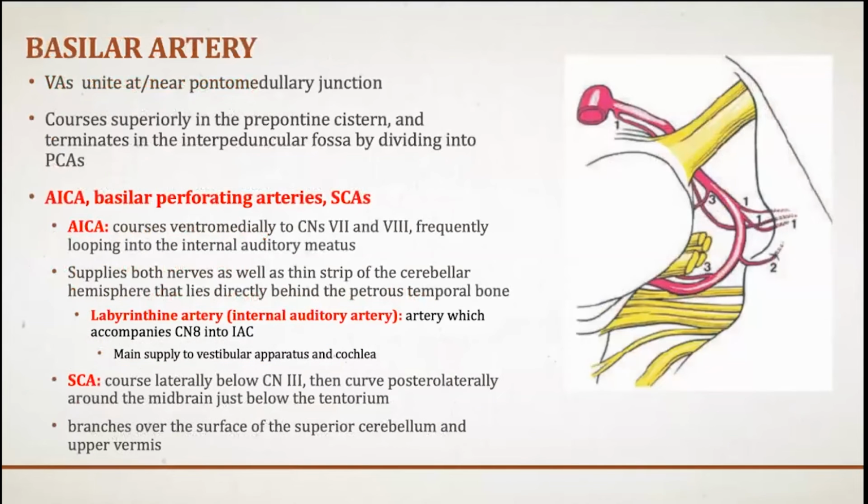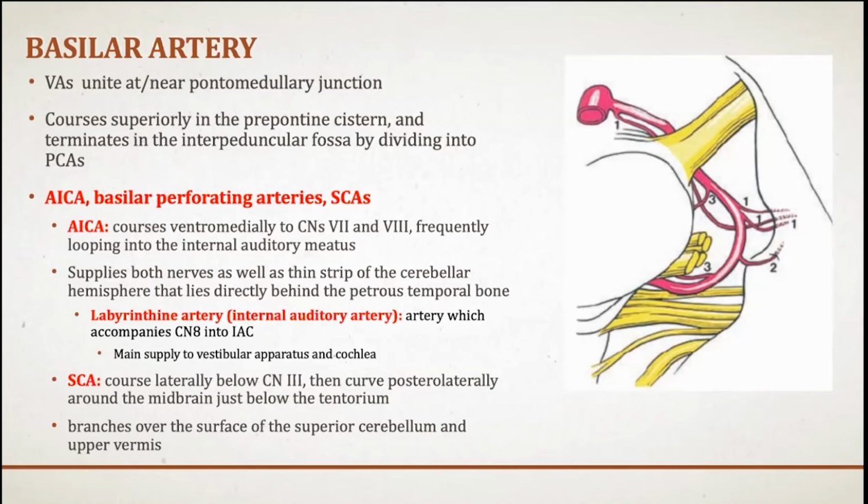The basilar artery. So the vertebral arteries unite at or near the pontomedullary junction. So the two verts become the basilar. And the basilar artery courses superiorly in the prepontine cistern, and it terminates in the interpeduncular fossa by dividing into the PCAs, as we talked about earlier. So the first major branch off the basilar, once the two verts unite, is the AICA.